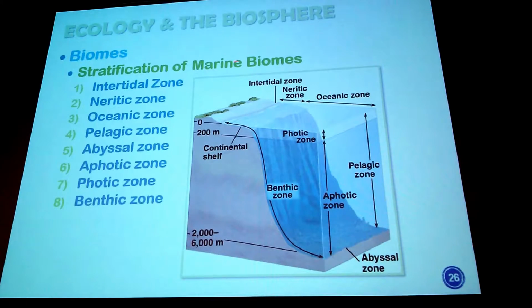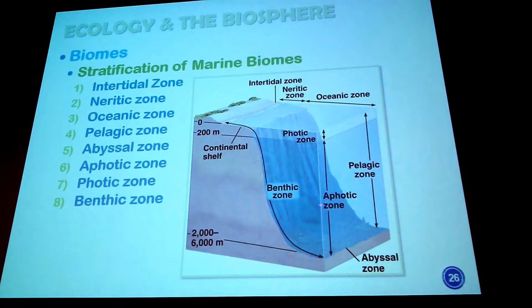I started at 12 o'clock up here, the intertidal zone that's right up against the beach. The neritic zone is where it is relatively shallow. The oceanic zone is where it's much deeper. You see the pelagic zone being out here where it's deeper as well. Aphotic, one of the abyssal zones, the deepest part of the ocean.